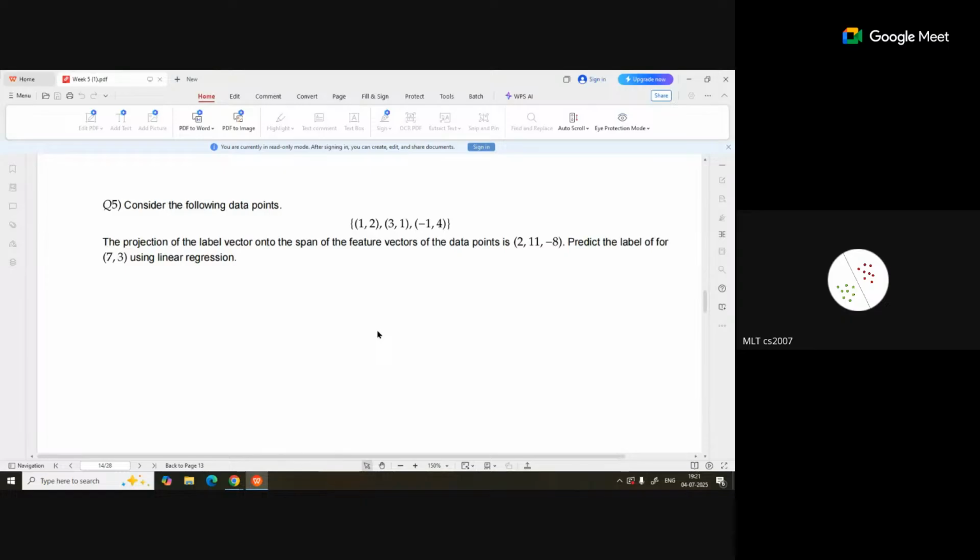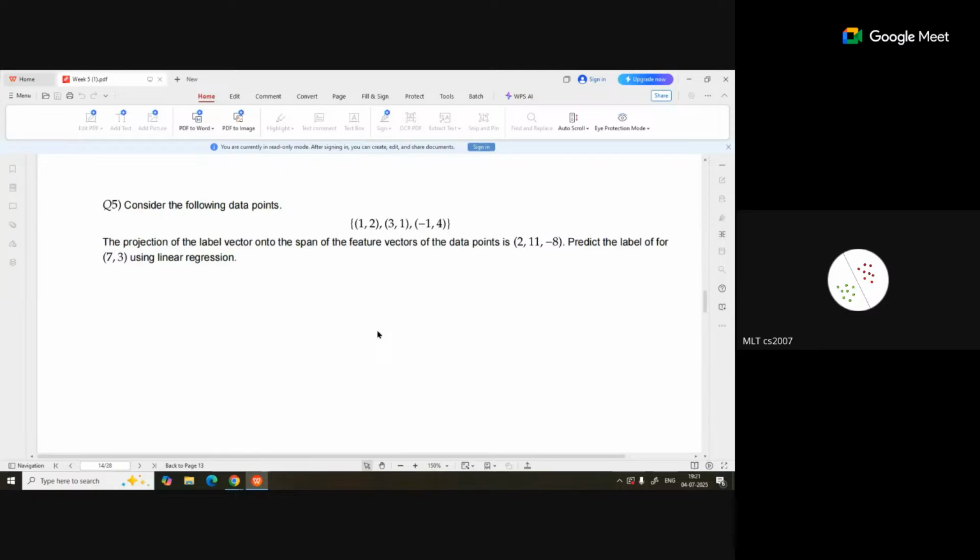Predict the label for the new data point 7 3 using the linear equation. So you have data points. Let's say you have Y, and now you want to predict for 7 3. How will you do that? What is the first thing that comes to your mind? What will you do first? W star, right? Yes, yes.